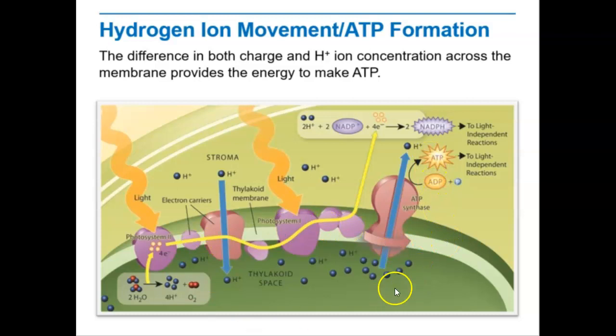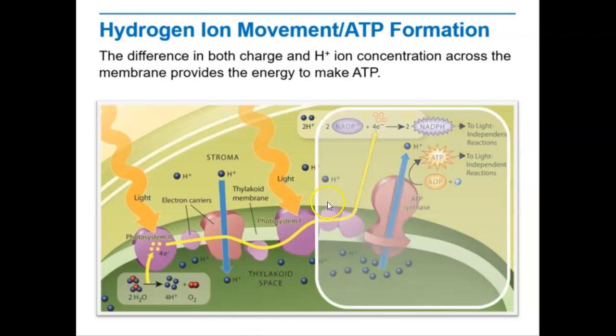So we've been pumping all these hydrogen ions into the thylakoid space, and this has created a difference in both charge and hydrogen ion concentration across the membrane. And that's what provides that energy to make ATP, which, if you remember, is that second very important molecule that we're using, right, to help transfer energy.